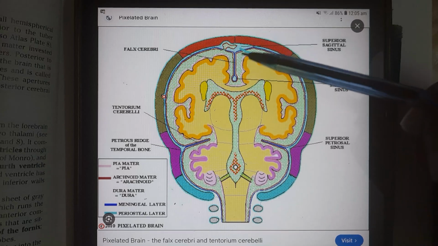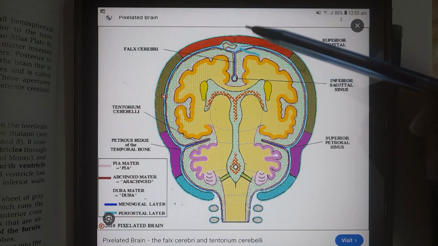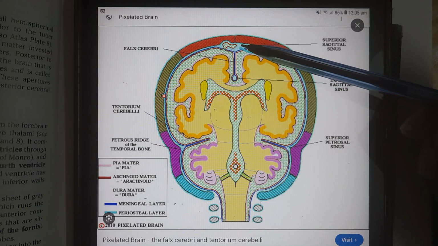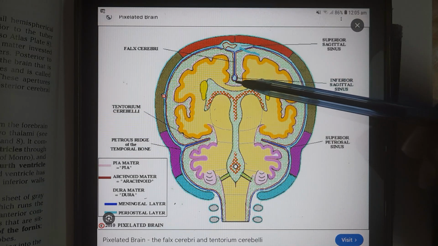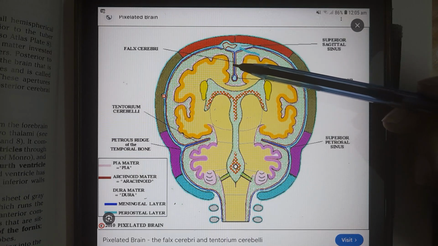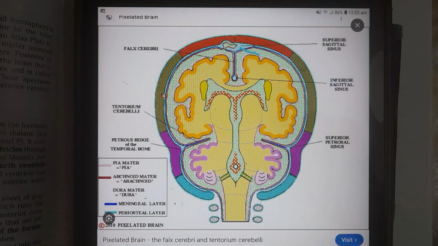Now when we look from the superior view, we come to know that of the three meningeal layers, the dura, arachnoid and pia mater, the dura mater from this layer is going inwards like this and forming an invagination, and this invagination of the meningeal layer into the cerebrum is known as the falx cerebri.